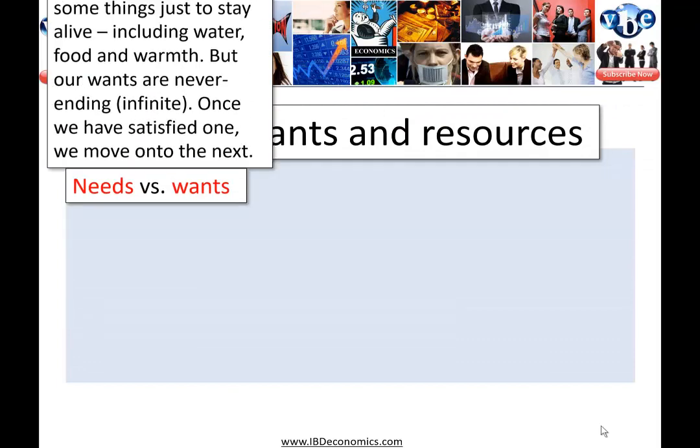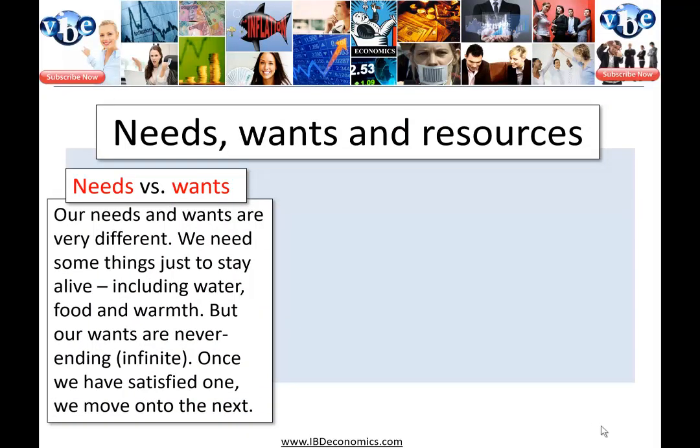Let's have a quick look at needs and wants and how that relates to resources. So needs are different to wants. Our needs and wants are different, very different. We need some things just to stay alive: water, food, shelter, warmth. And this is different to wants. Our wants are never ending. We say they're infinite because once we've satisfied one, we move on to the next.